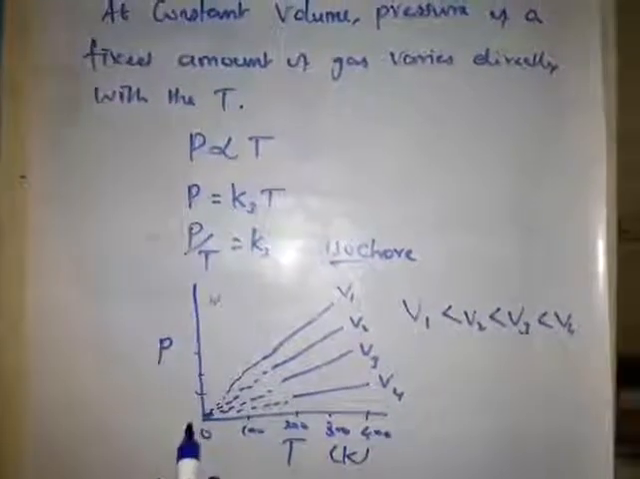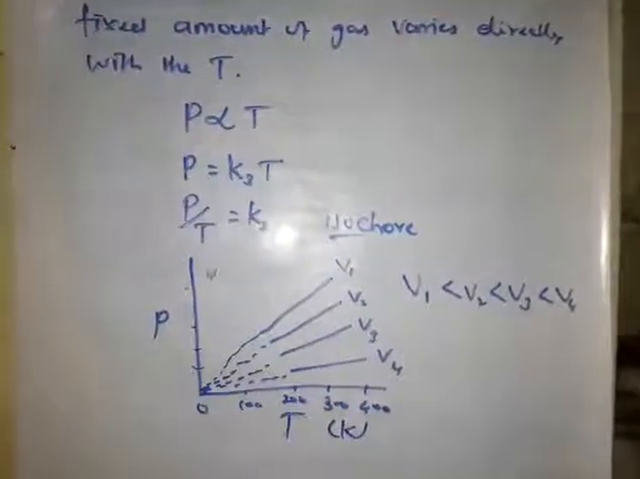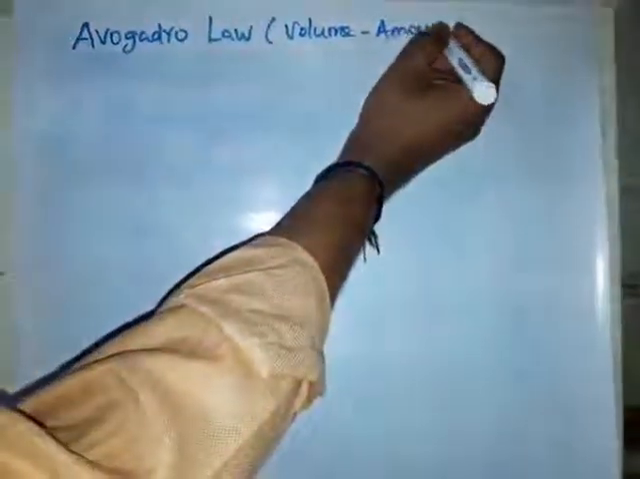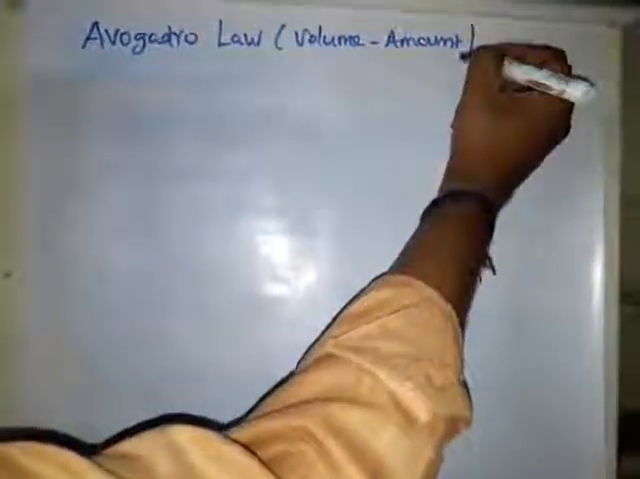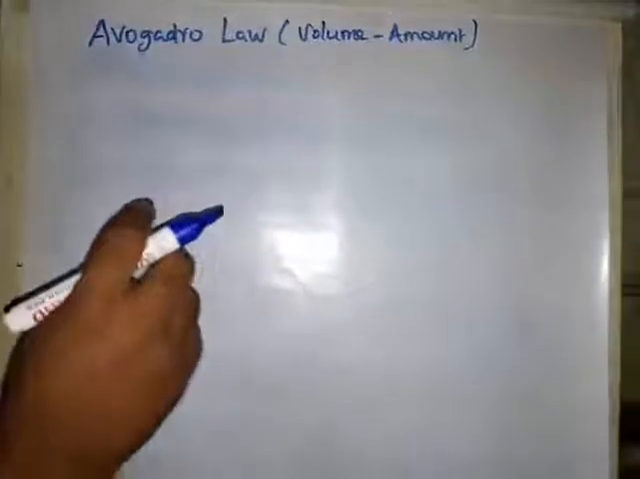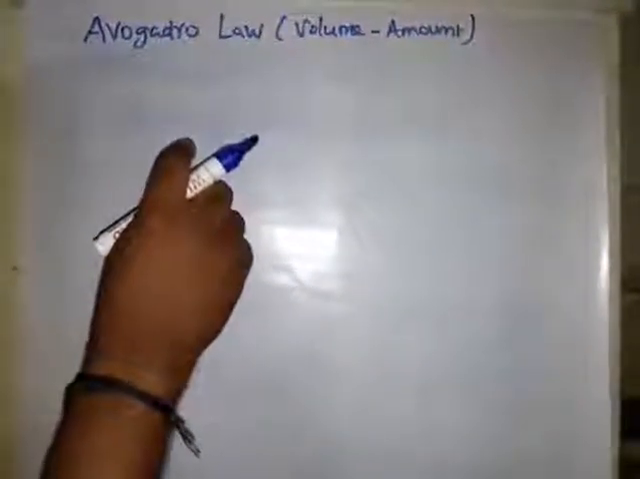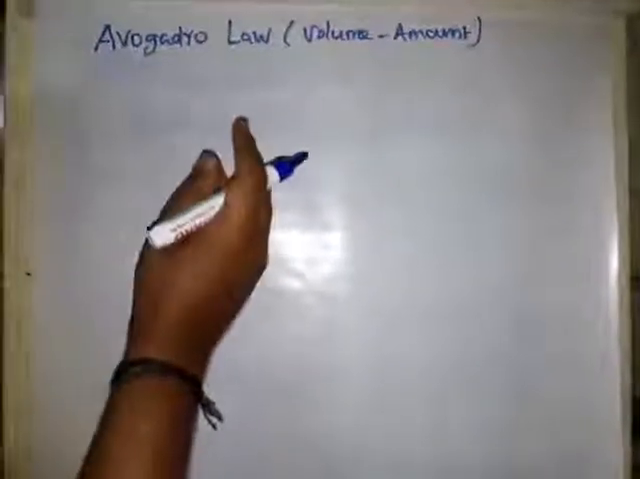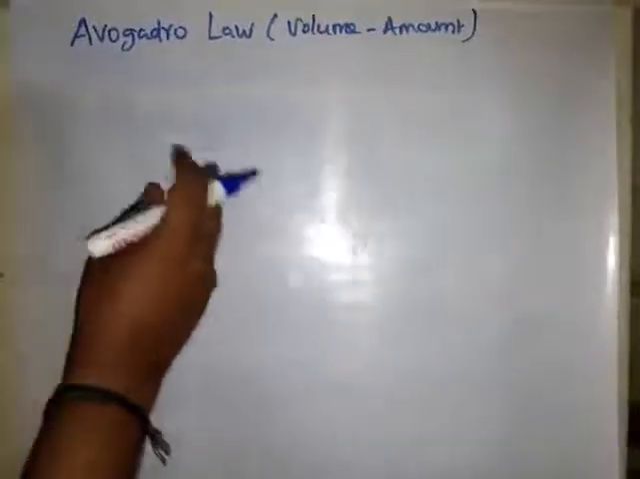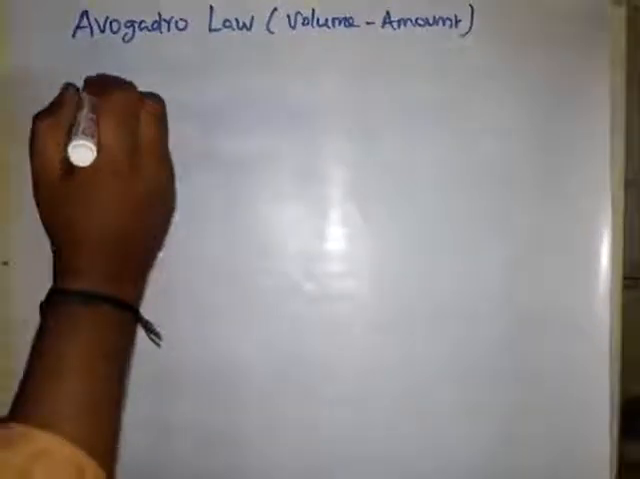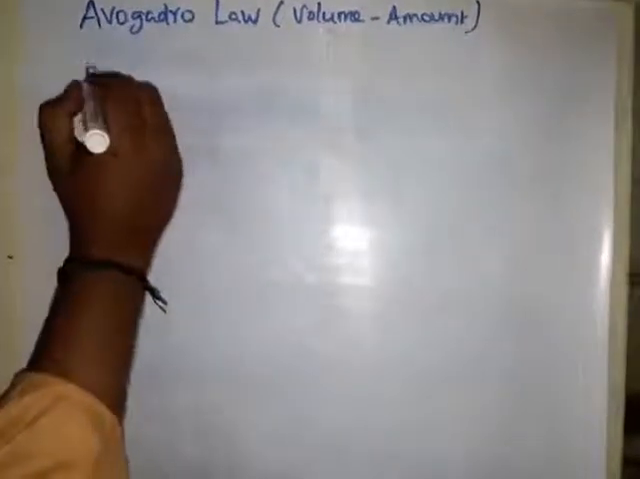Next is Avogadro's law. Avogadro's law is the volume-amount relationship. Here this law states that equal volumes of all gases under the same conditions of temperature and pressure contain equal number of molecules.